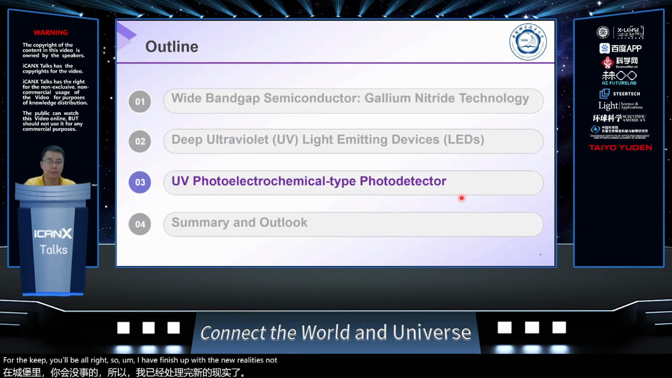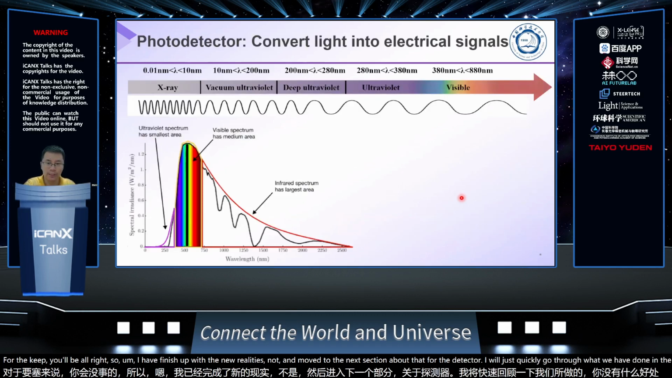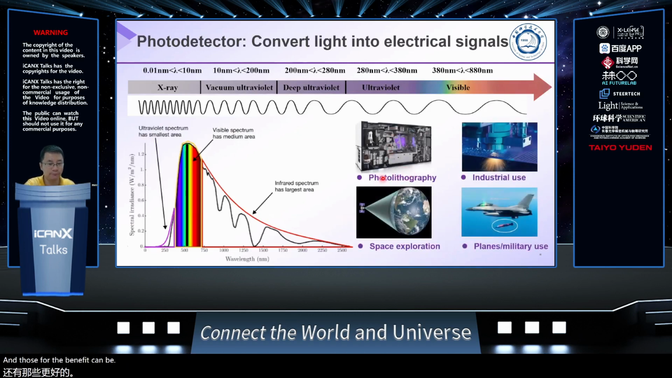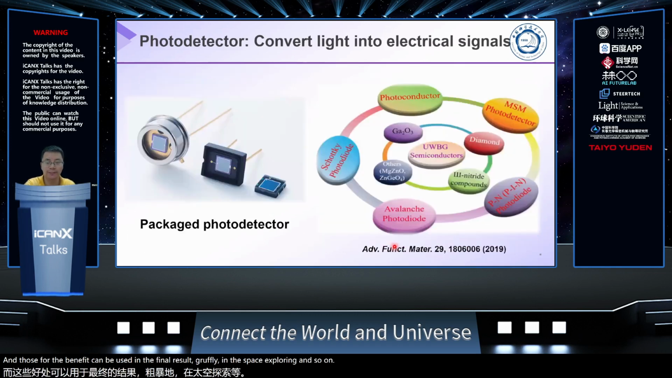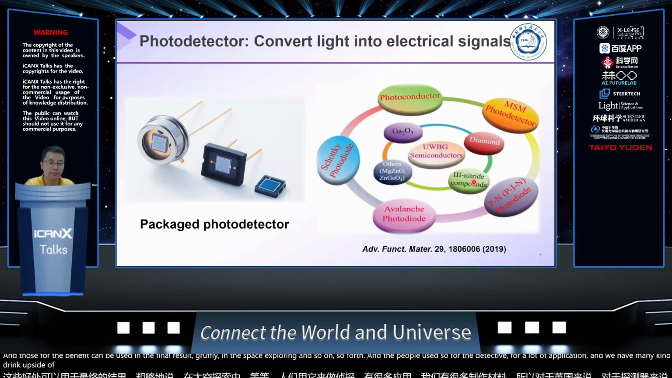All right, so I have finished up with UV LEDs. Now I move to the next section about the photodetector. I will just quickly go through what we have done in the photodetector. A photodetector is very common. It just converts light into electrical signals, and those photodetectors can be used in photolithography, space exploration, and so on and so forth. People use those photodetectors for a lot of applications. We use many kinds of materials for UV photodetectors: gallium oxide, zinc oxide, gallium nitride as well.